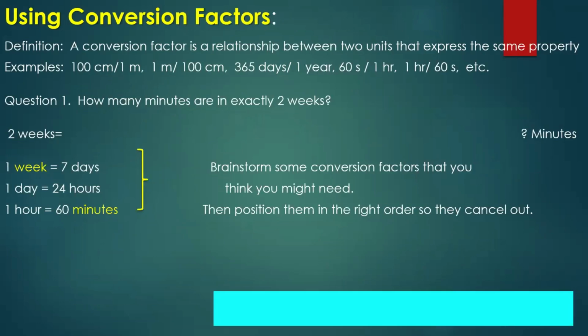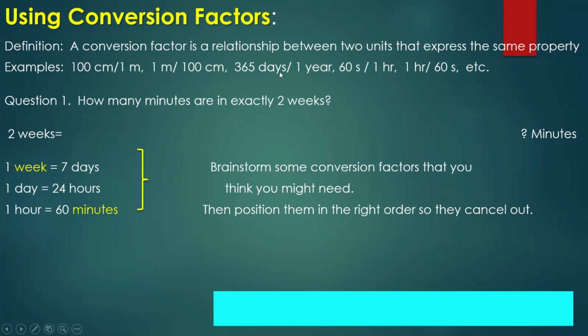So I mentioned conversion factors, and you may not know what that is, but a conversion factor is a relationship that is known between two units that express the same property. They are equal to each other. It's like when you have one over the top of the other one, they are equal to 1. So an example is 100 centimeters over 1 meter. Or you can flip-flop it and have 1 meter over 100 centimeters because they're equal to each other.